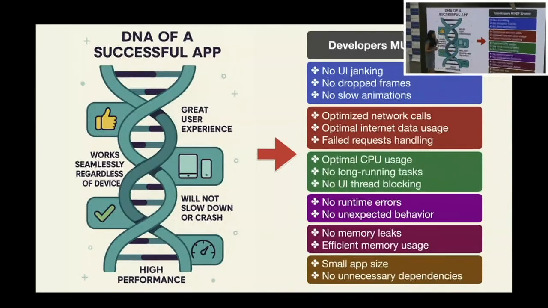Now, in terms of CPU, we need to ensure optimal CPU usage. We need to ensure that there is no UI thread blocking, and we'll look into it in more detail in the upcoming slides. Again, there shouldn't be any runtime errors or any sort of unexpected behavior in the app. We should make sure that all edge cases are covered. There shouldn't be any memory leaks, because those will lead to heat up of the phone, faster battery usage, and again, that's not something we want.